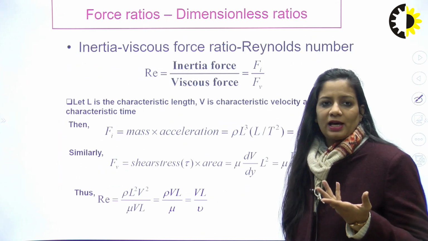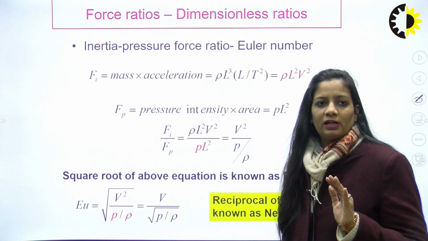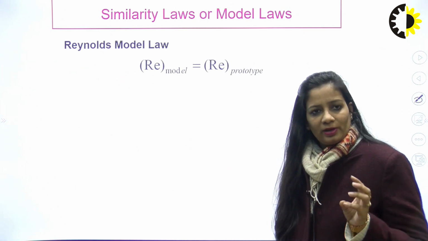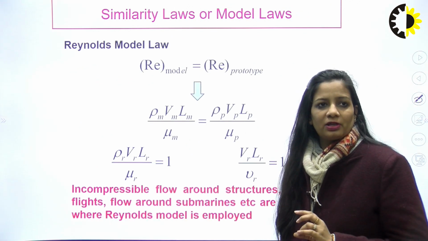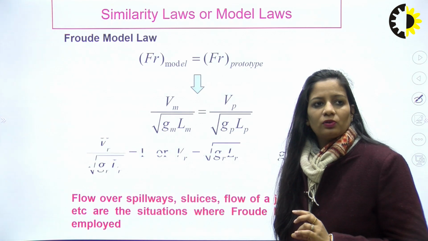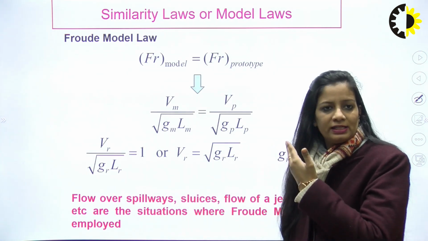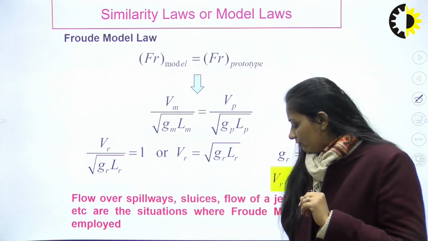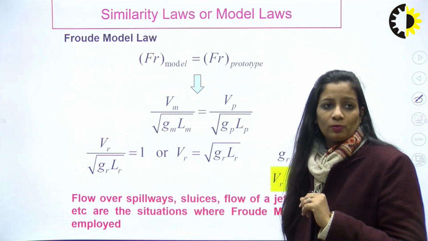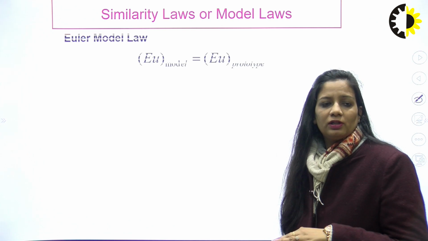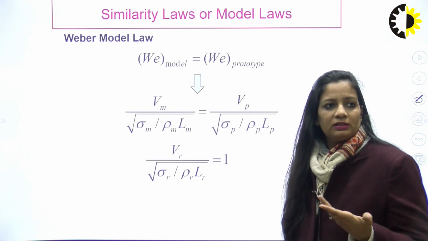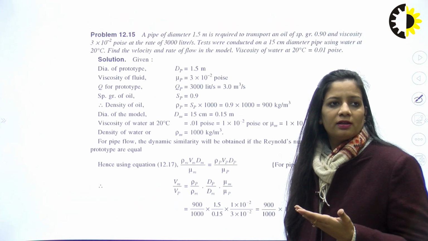As we know very well now, there are three kinds of similarities: geometric, kinematic and dynamic. We have also gone through various models. Here you can see on the screen the Reynolds model law and the Froude model law, and we know very well how to formulate all these laws. We have also gone through the other one, the Weber model.